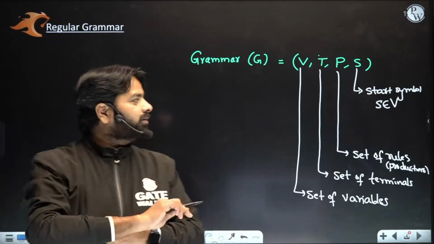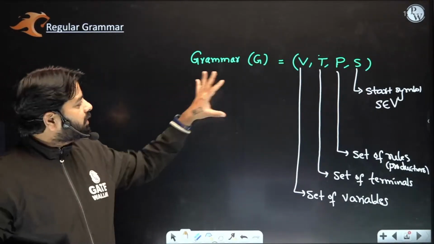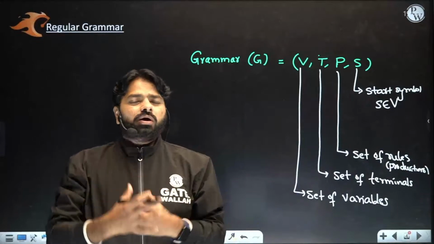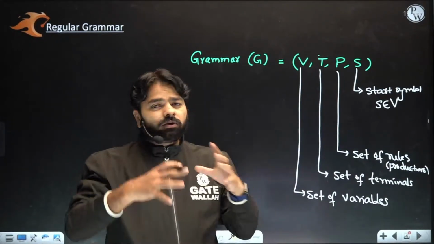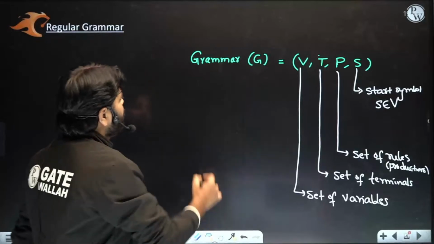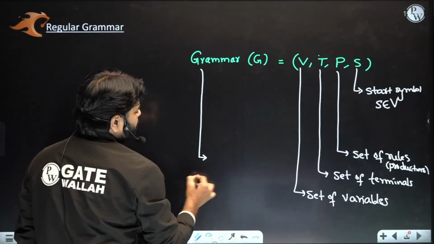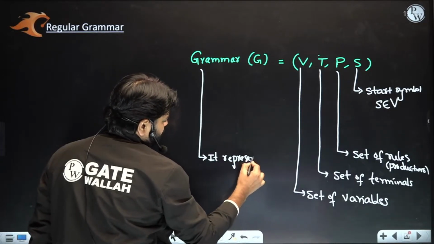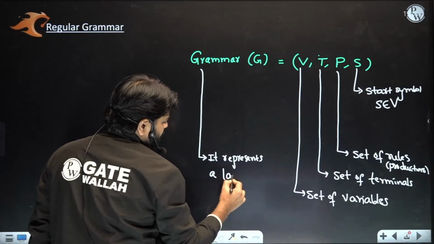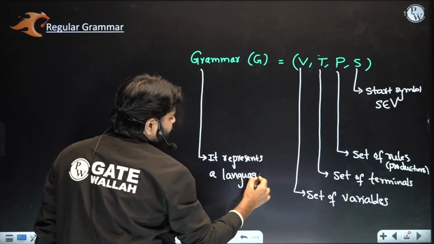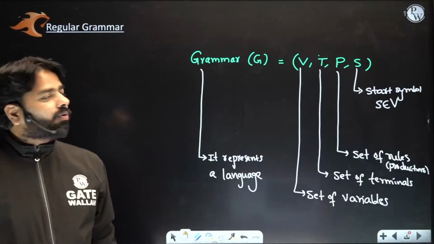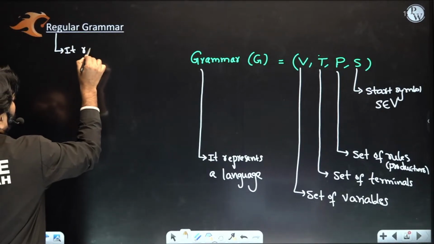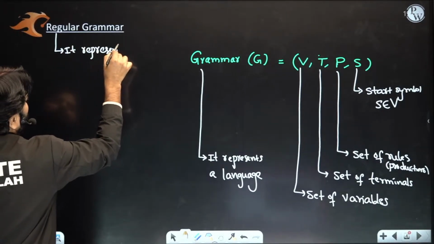Okay. So now what is regular grammar? So you understood what is a grammar? Grammar is nothing but a set of rules which collectively helps us to produce the strings, and when you collect all the strings, it represents a language. Depending on the type of grammar that you use, it will represent a specific language. If you are going for regular grammar, it represents a regular language.